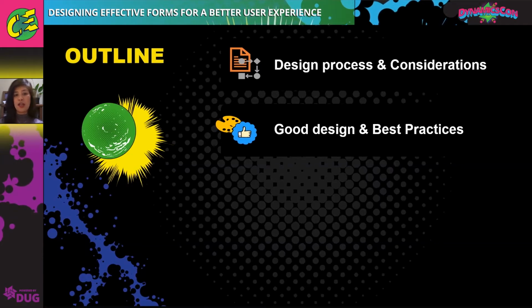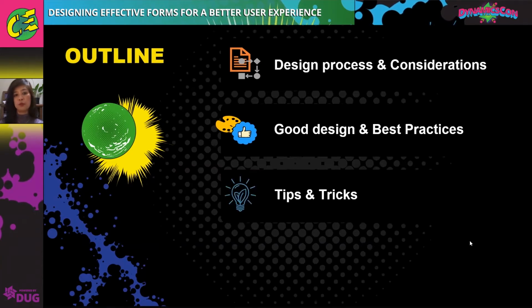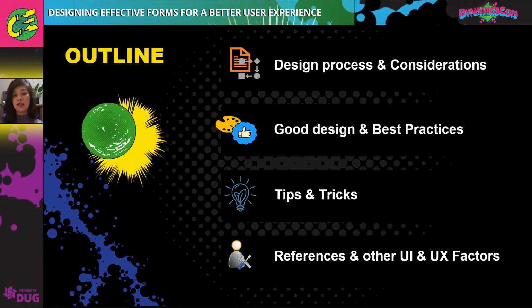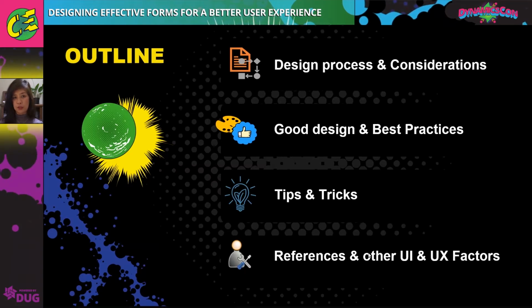And then I'm going to move ahead to what we consider a good design, and what are the best practices that we can incorporate when we're designing a form. Then I'm going to share some tips and tricks. These are tips and tricks that I use on my own when I'm doing form design. And then we'll wrap it up, and I'm going to show you some community developed components, the references for them, and I'll mention some other UI and UX factors that affect the user experience as well.